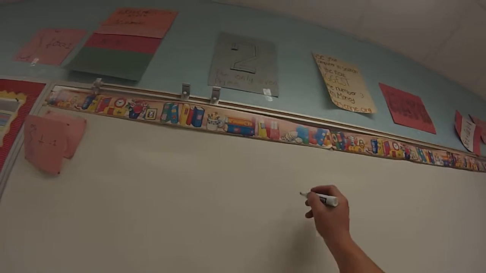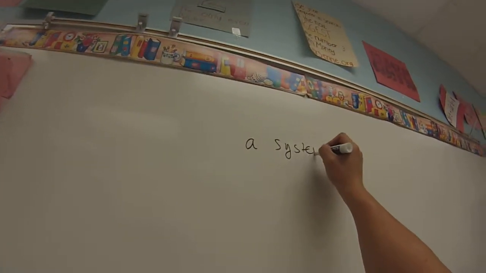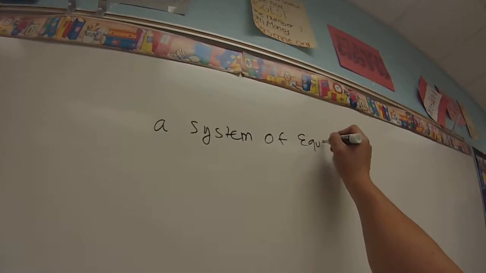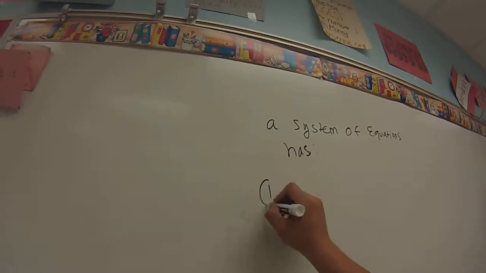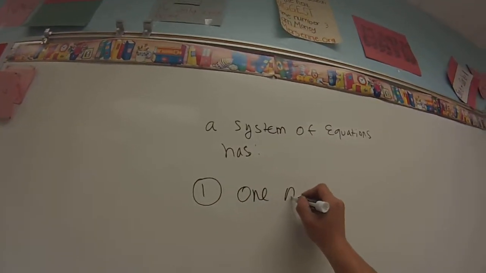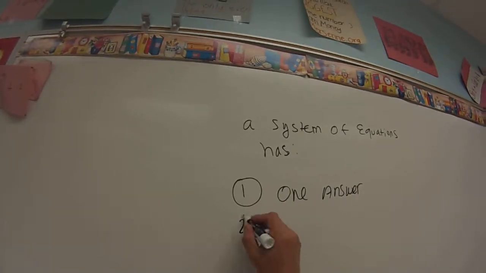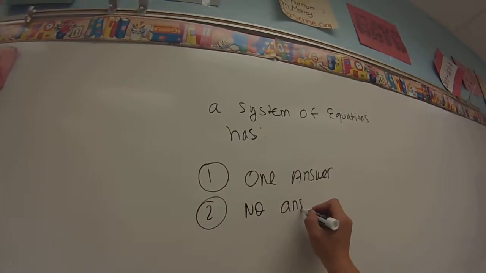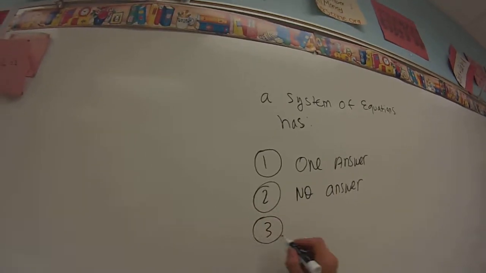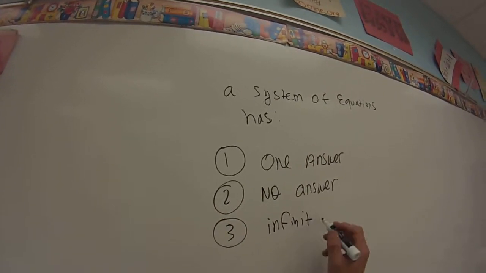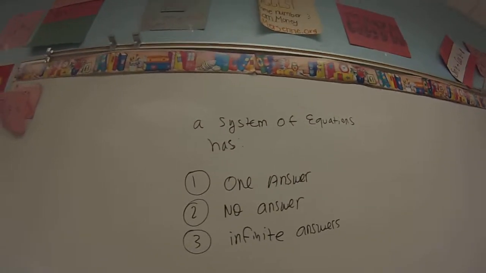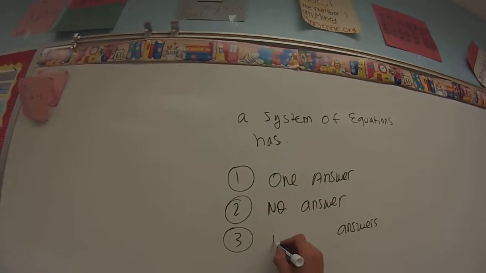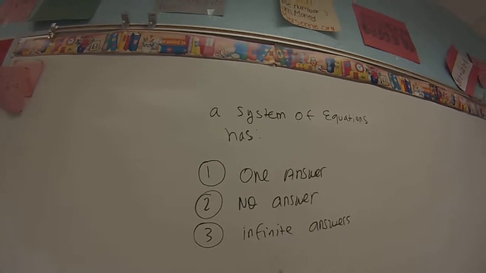A system of equations has either one solution, or one answer, no answer at all, or it has infinite answers. Infinite answers. That means it has what? A trillion, a gazillion amount of answers, a never-ending amount of answers. Okay, infinite answers. So there are two ways that we can solve a system of equations.